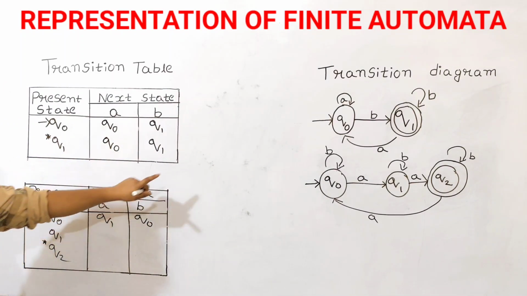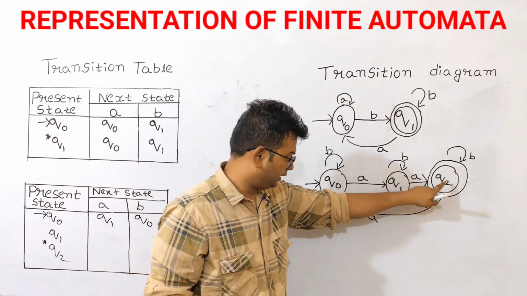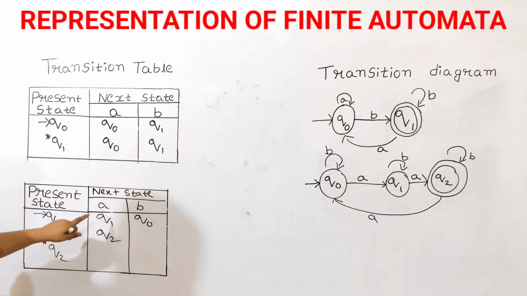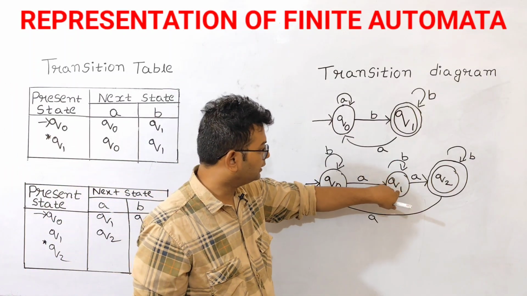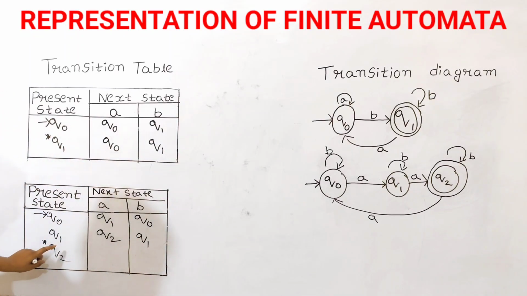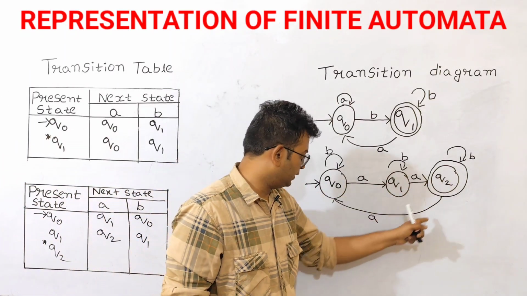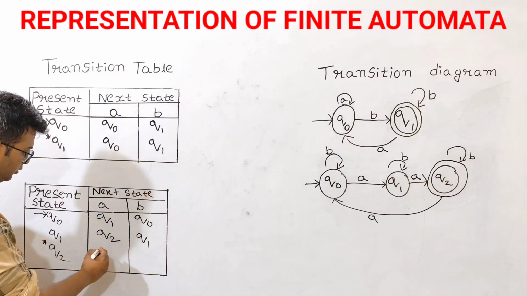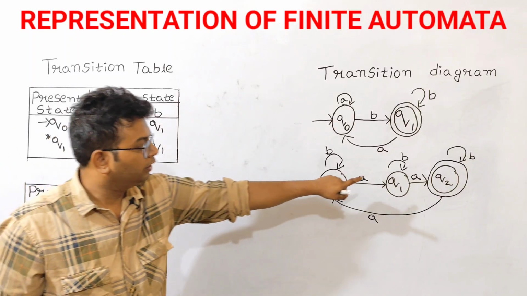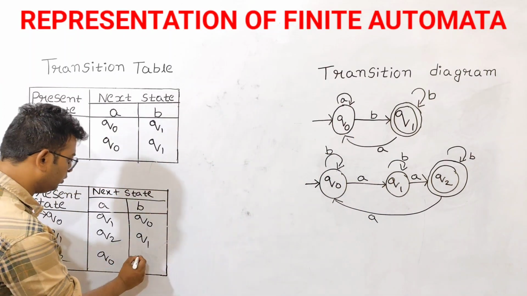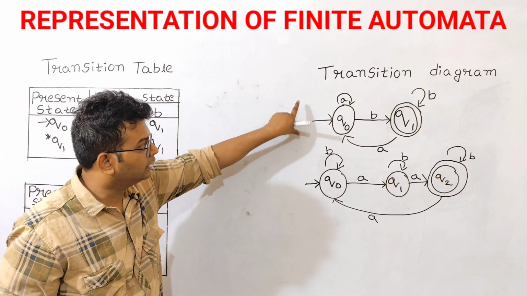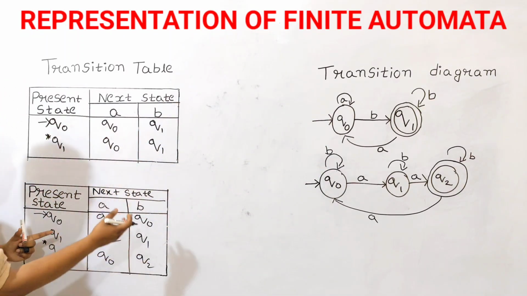Coming to Q1 state, if I give input as A, it changes to Q2. Note it down. At Q1, if I give input as B, it remains in Q1 state only. So note it down. And at final state Q2, if I give input as A, it moves to Q0. It changes to Q0. And if I give B as an input, it remains in Q2 only. So note it down, Q2. That's it. So in this way, we can understand the transition diagram and we can draw a table from this. Is it clear?